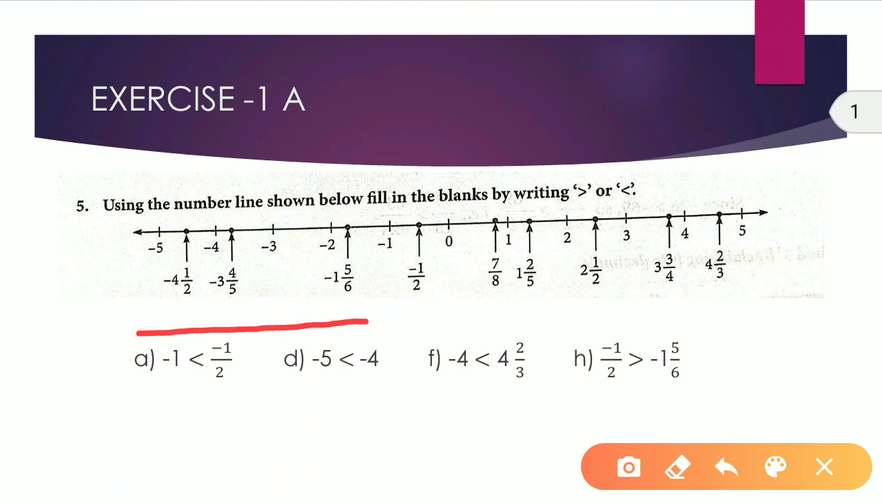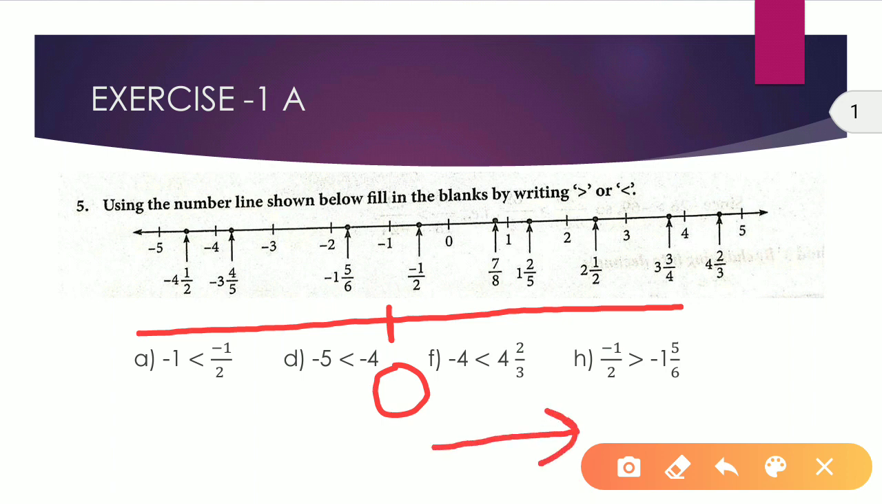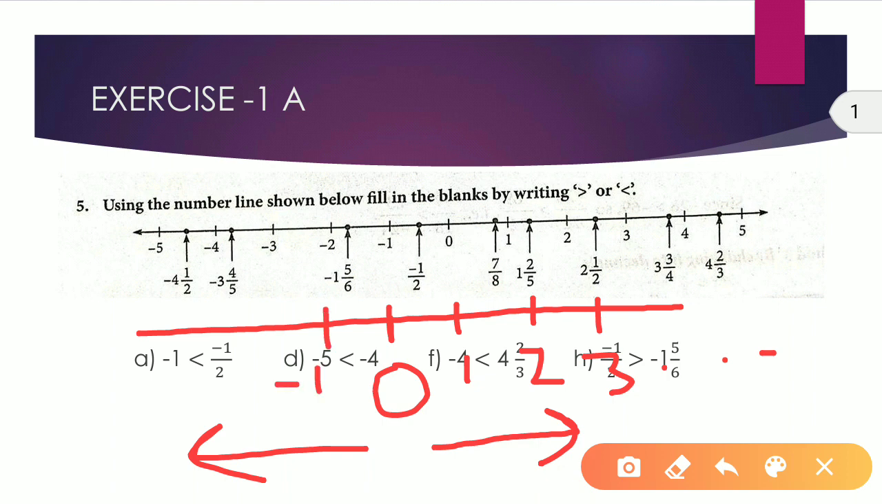So this is your number line. 0 is the middle point of the number line. Right side from the 0 belongs to the positive numbers. This is your right side. Right side belongs all the positive numbers: 1, 2, 3 and so on. And the left side of the 0 belongs to the negative numbers like -1, -2 and so on.